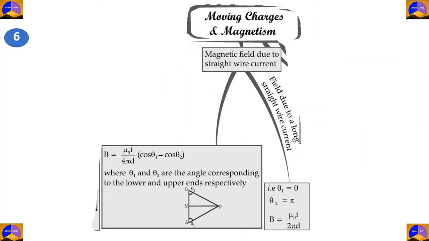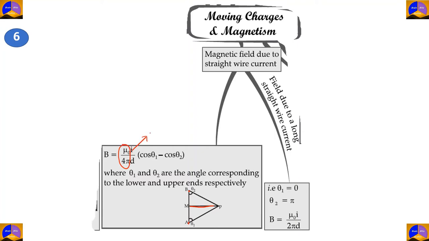Let's look at some magnetic fields. Magnetic field due to a straight wire current is given by the formula B is equal to mu naught I divided by 4 pi d into cos theta 1 minus cos theta 2. So we have an arrangement like this, where this is the straight current carrying conductor. We have two points A and B, which are inclined with the straight conductor at an angle theta 1 and theta 2 respectively.